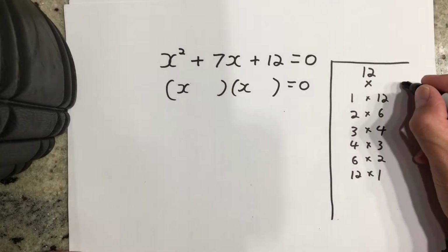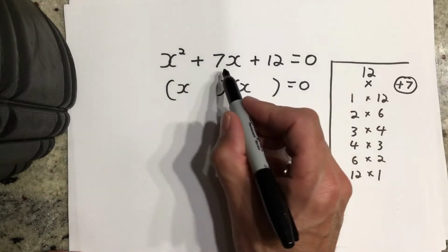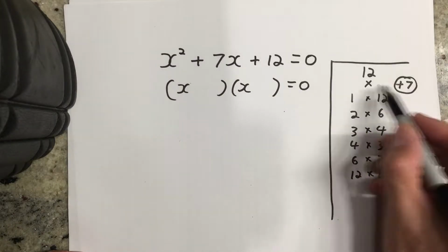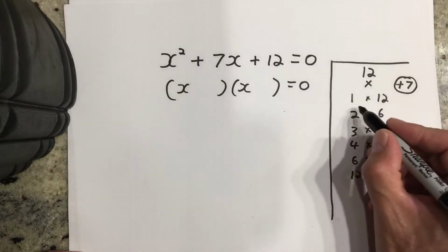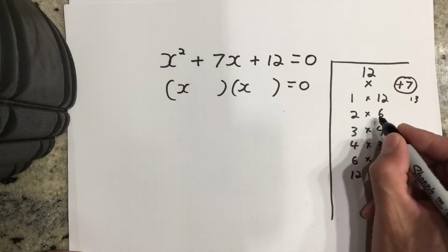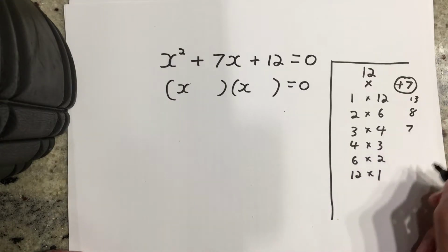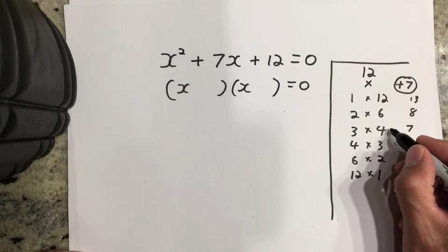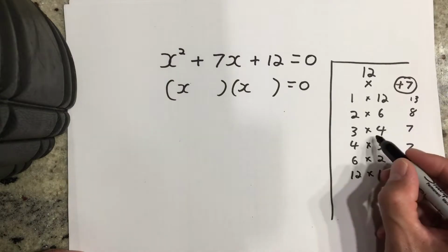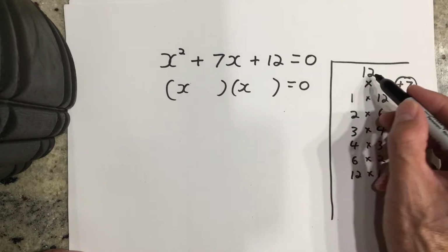So write that over here. We need to add to 7. That's the number that's multiplied by x. I need a pair of numbers here that add up to that number. 1 plus 12 is 13. 6 plus 2 is 8. 3 plus 4 is 7. That's the one there. It would also work if you did this one. 4 plus 3 is 7. So these are the numbers that add to give 7, and at the same time they multiply to give 12.